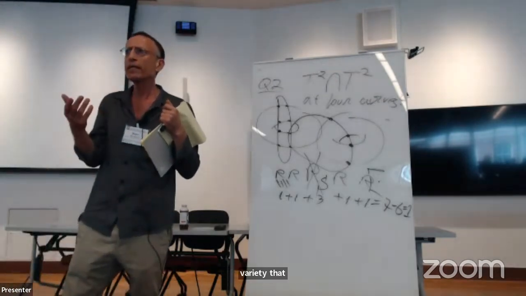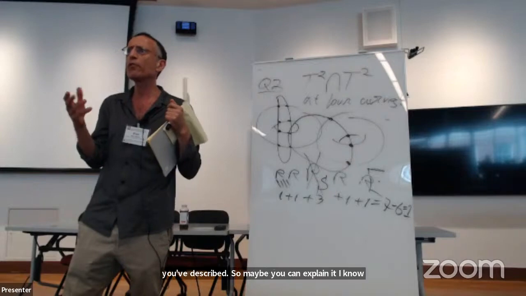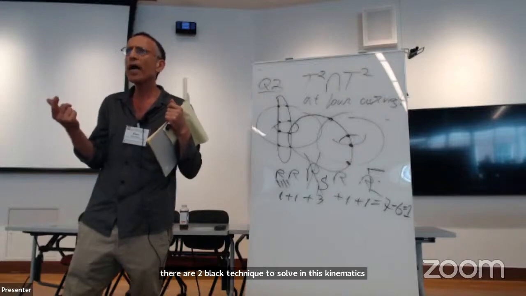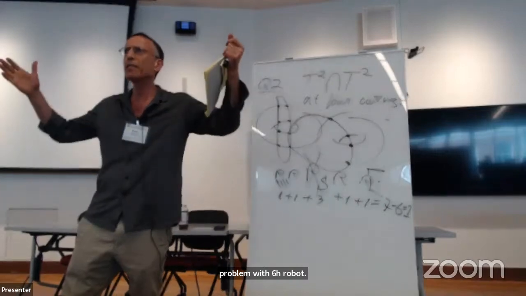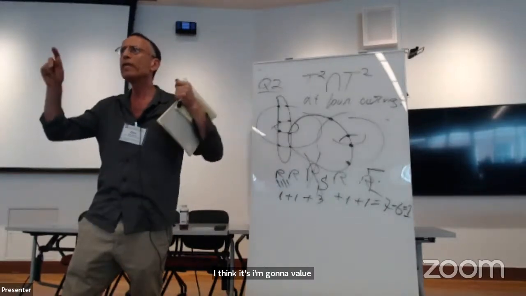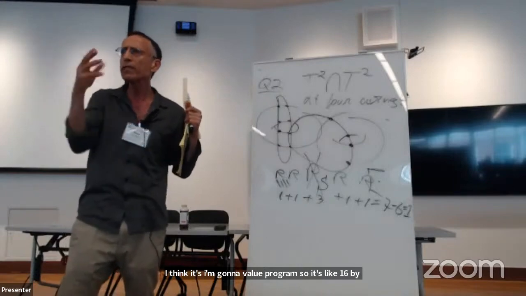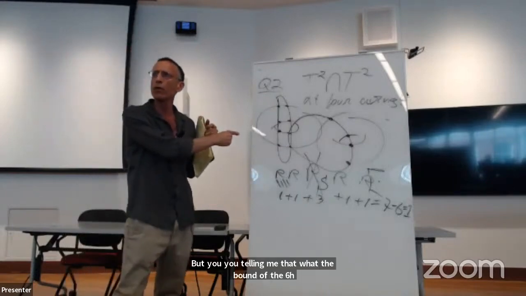I know there are algebraic techniques to solve the inverse kinematics problem of 6R robot. I think it's an eigenvalue problem. So it's like a 16 by 16 matrix. But you're telling me that what the bound on the 6R robot implies also the bound on our problem?